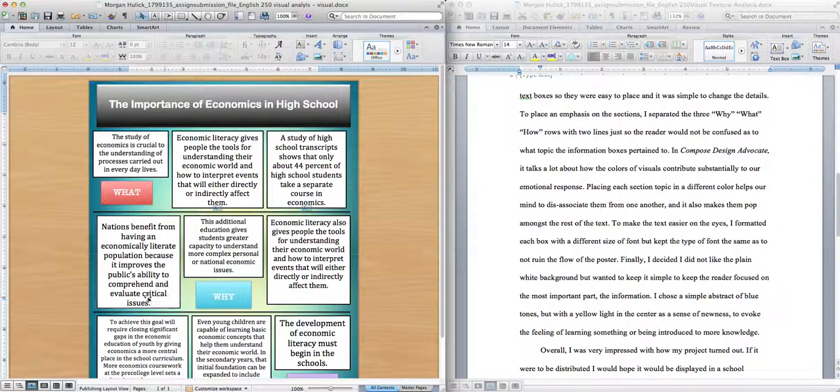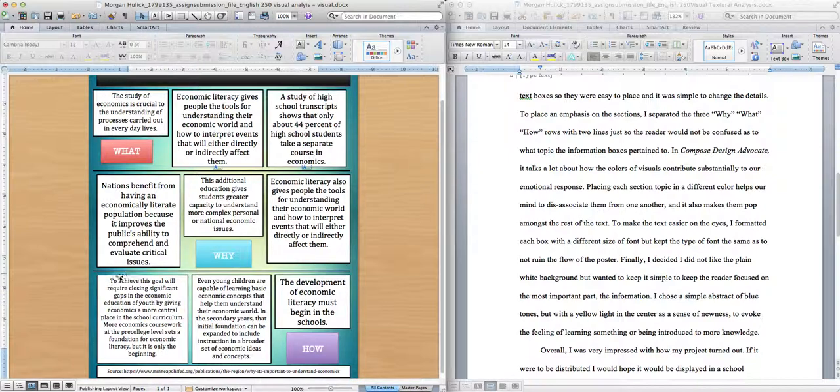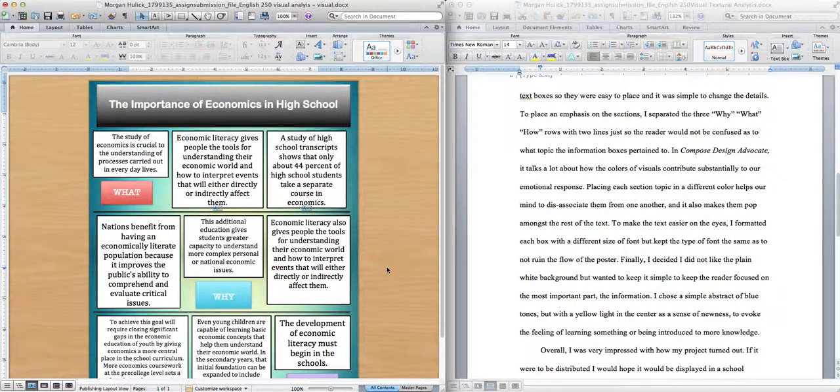That is true, but you have some inconsistency where you have some small text, some larger text, some smaller text. These boxes aren't the same size, so it's good structure as far as keeping things separated, but we need to have some consistency too. I formatted each box with a different size of font, but kept the type of font the same.